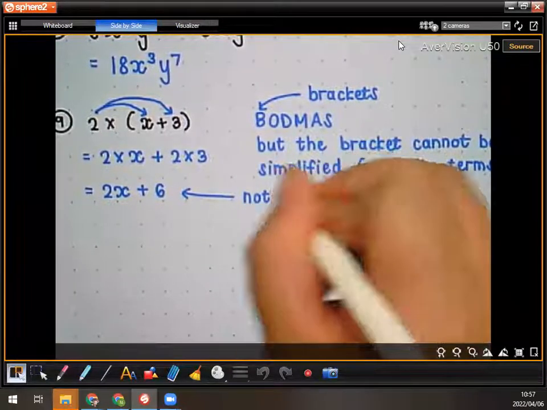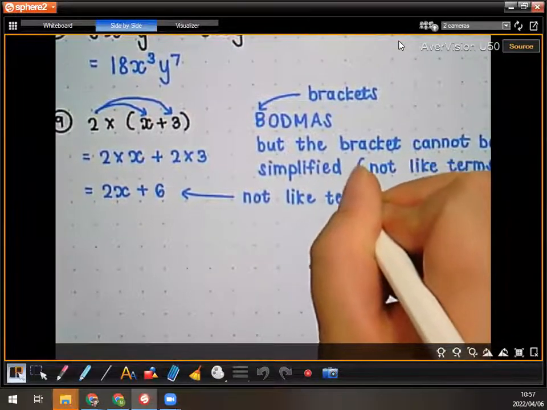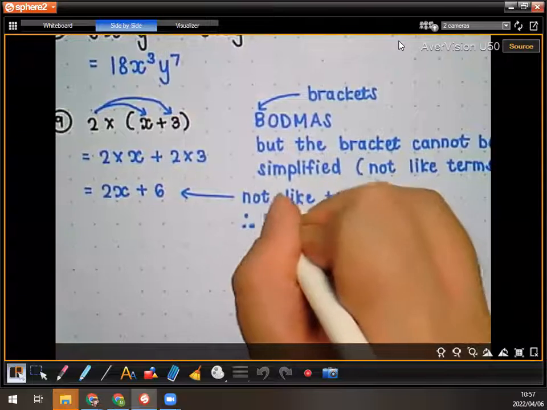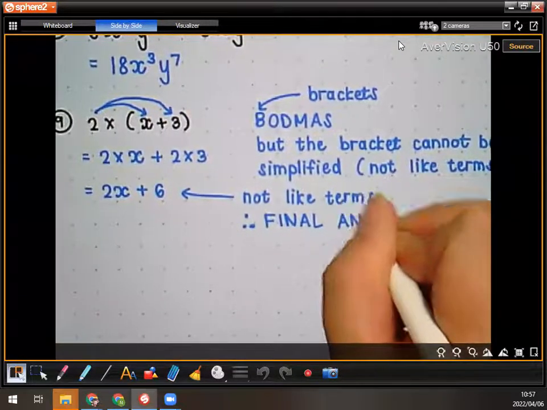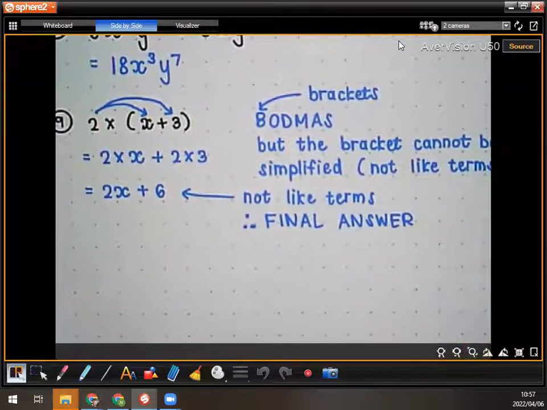Not like terms. Therefore, final answer. You're going to leave it just like that. If you do anything to that answer, you're going to lose your answer mark. Okay, so that is the answer to that question.